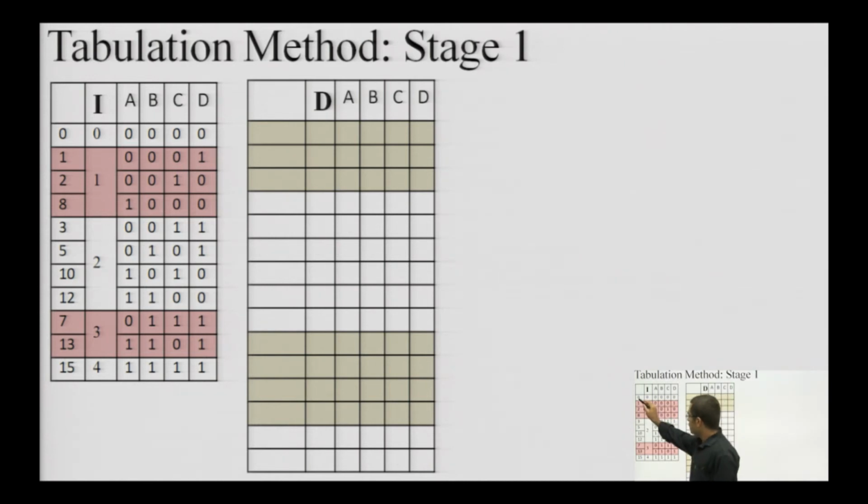You can check that 0 has index 0, it is all zeros. Then 1, 2 and 8, these are the 3 terms which have single ones. Similarly, 3, 5, 10 and 12 have 2 ones, and it is mentioned here that they have index 2. Similarly, 7 and 13 have 3 ones each, and it is mentioned here that they have index 3. Similarly, 15 has index 4, and it is mentioned here. So, we have arranged all these terms in increasing order of their index.